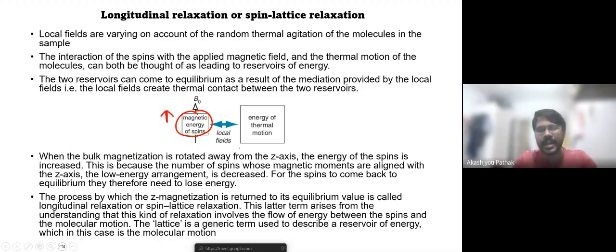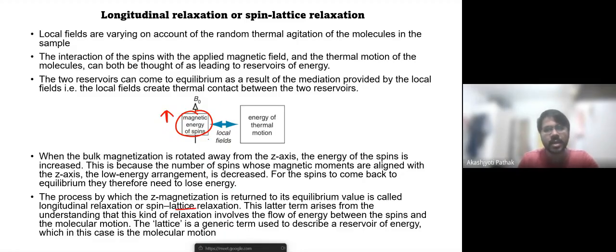When you apply an external magnetic field, the equilibrium is lost, and the process by which the Z magnetization, or the longitudinal magnetization, is returned to its equilibrium value is the spin lattice relaxation.